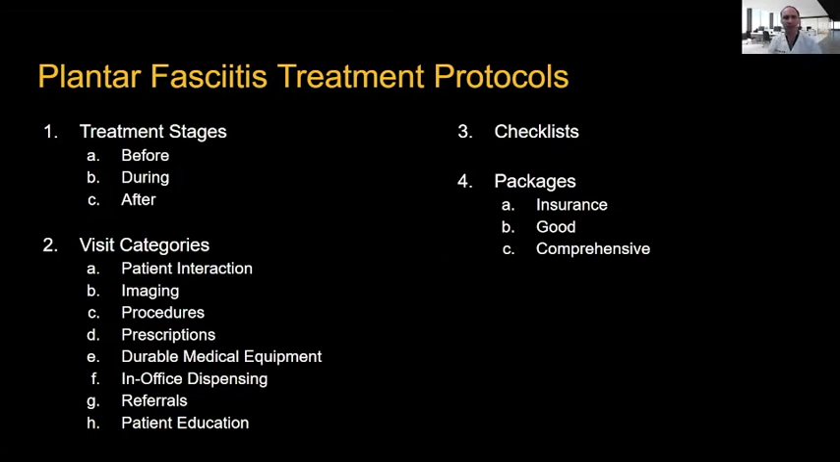What we're going to talk about today is plantar fasciitis treatment protocol. And then the thought is, at the end, if anyone wants to contribute or has any other thoughts, we can talk about it together.